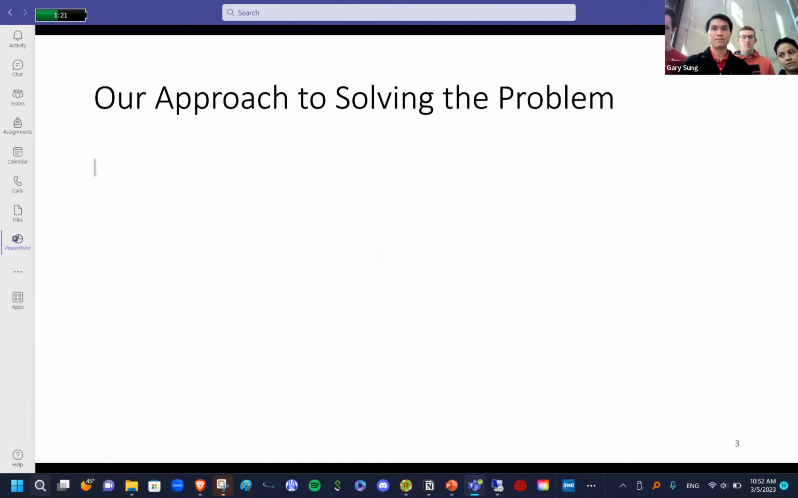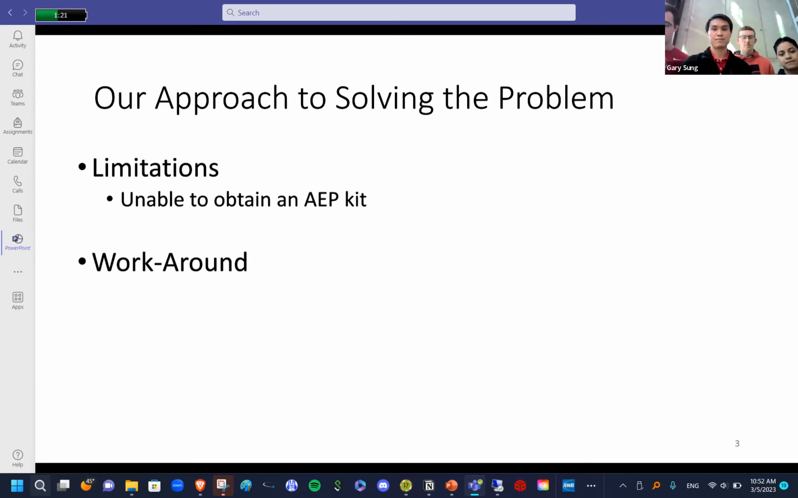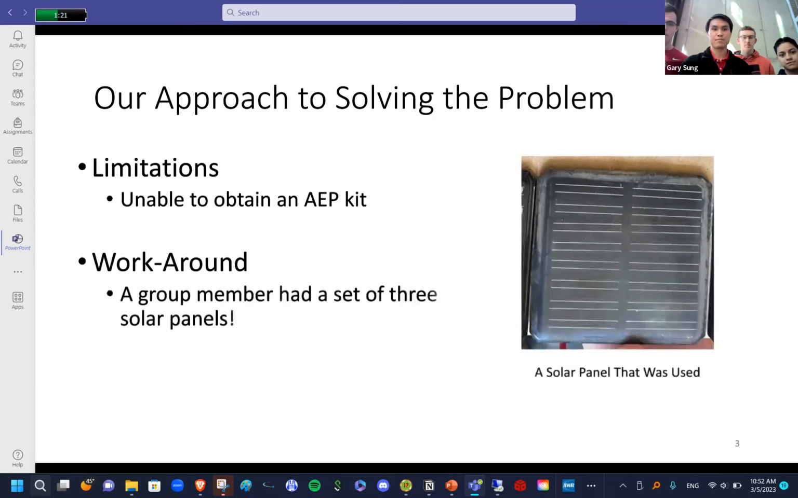Our approach to solving the problem: we encountered a limitation where we were unable to obtain an AEP kit. To work around this, one of our group members has a set of 3 solar panels. So for testing, we first had to perform testing for each solar panel array.